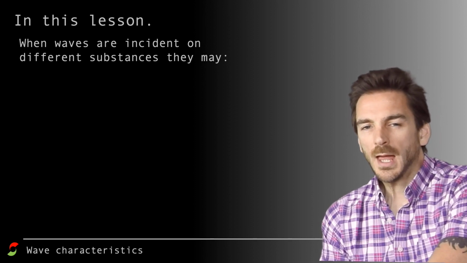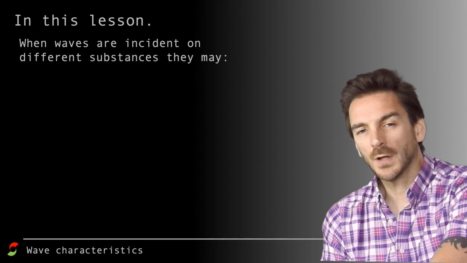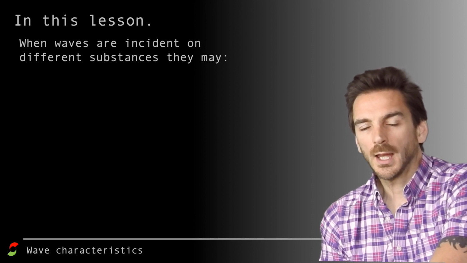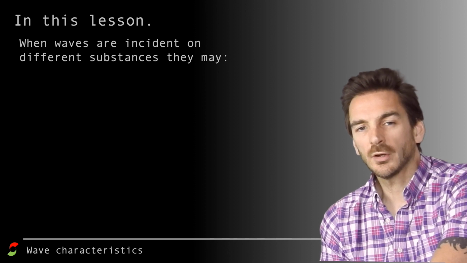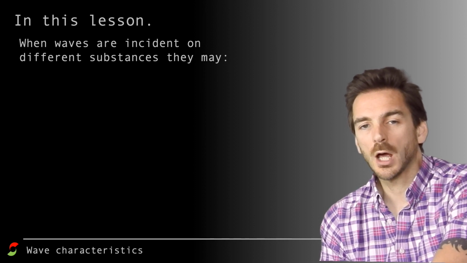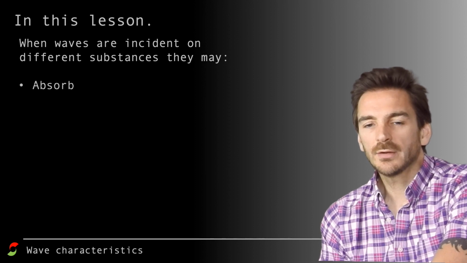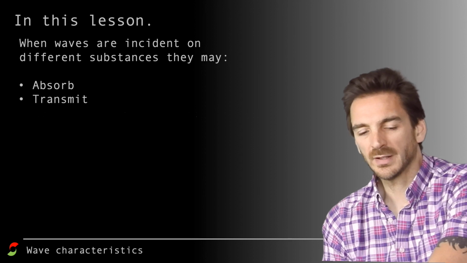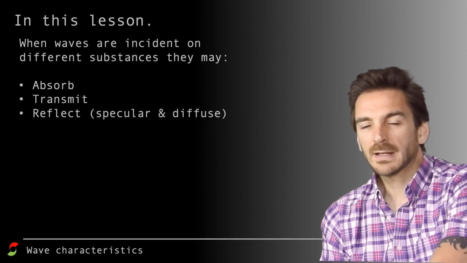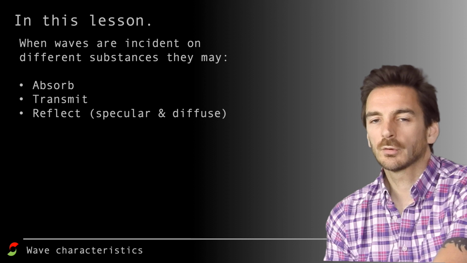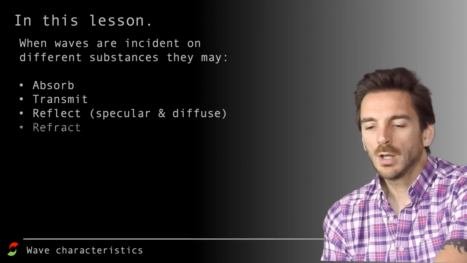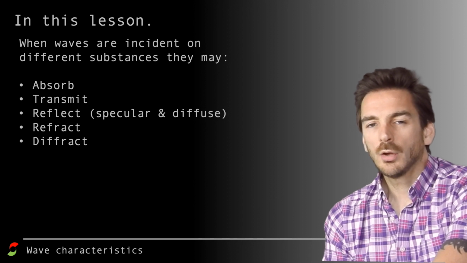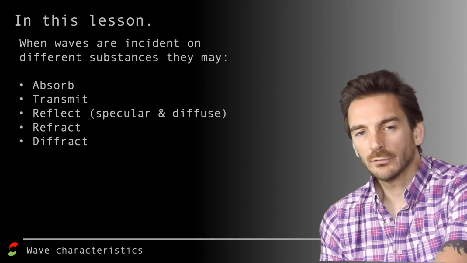So we're going to be looking at characteristics of waves, and so it's going to be a lot of looking at very specific terms and what they mean for waves. These are going to include how waves are absorbed, how they are transmitted, how they're reflected as well, with two different types of reflection. We're going to be looking at specular and diffuse reflection, also refraction, a little bit of introduction into what that means, and also an introduction to diffraction as well.